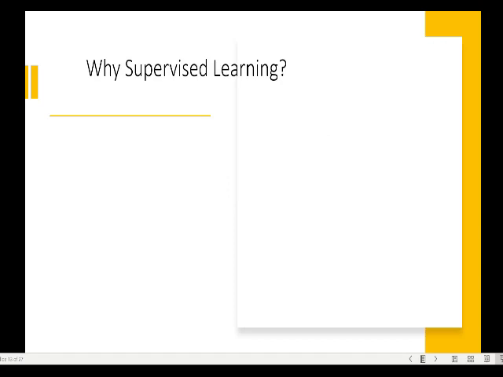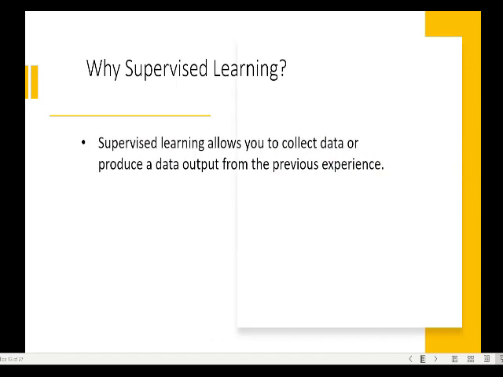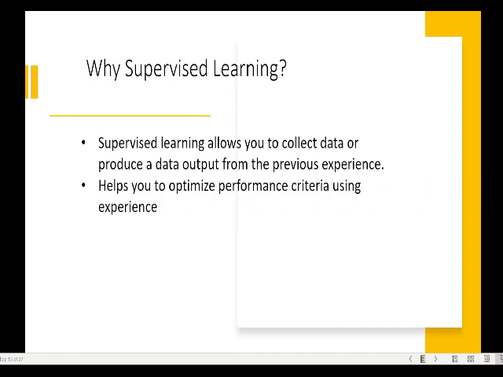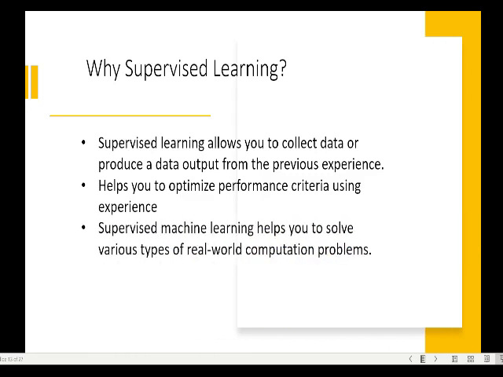So why supervised learning? Supervised learning allows us to collect data or produce data output from previous experience. It helps you to optimize performances using historic data. From that experience, we can interpolate what is the predicted outcome. Supervised machine learning helps us to solve problems of various types in real-world computational situations.